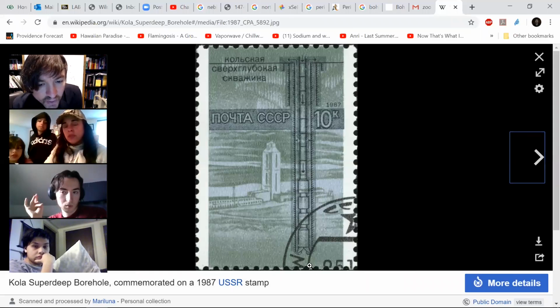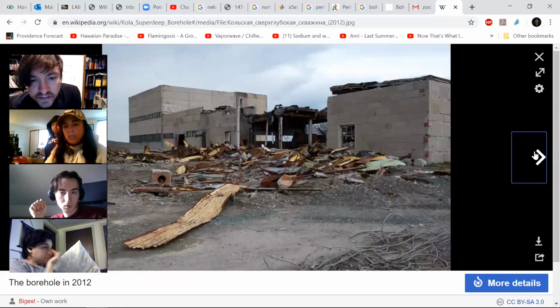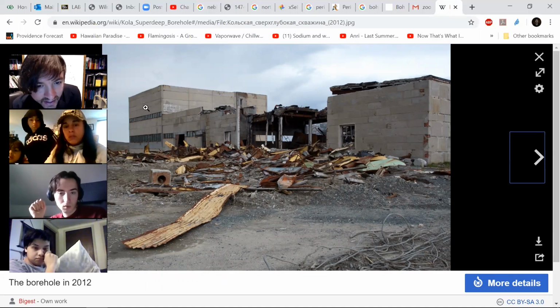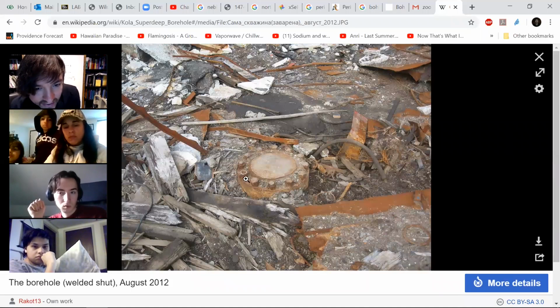I believe its depth went about 12 kilometers, which I think sounds like about 8 miles there. Now this is the old scrapyard. This is basically where the Kola Super Deep Borehole was done. And here is the borehole itself, all welded shut.